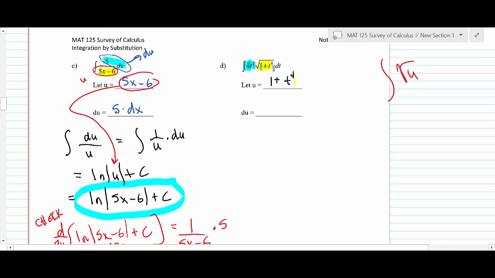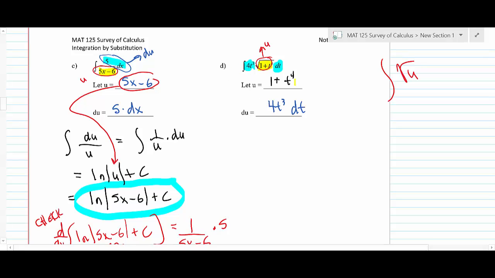If you do du, do you get 4t cubed dt? Yes. So that's got to be the right choice. That's the idea. What I have in yellow is the u. Now when you do du, you're going to get just 4t to the third dt. So that's what you're left over with.